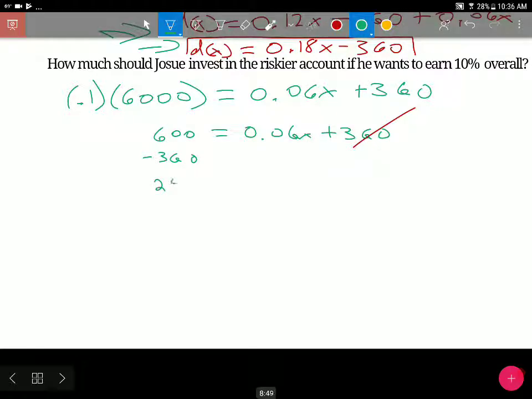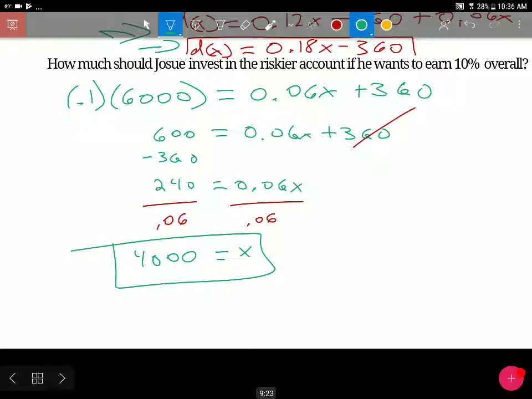And then lastly, divide by 0.06. Just pull out your calculator. So 240 divided by 0.06. Okay, I got 4,000, is that right? That's right. Is it 4,000 even? Yes. Wow. I was not expecting that. There you go. That's how much money he should put in the riskier account if he wants to earn 10%.